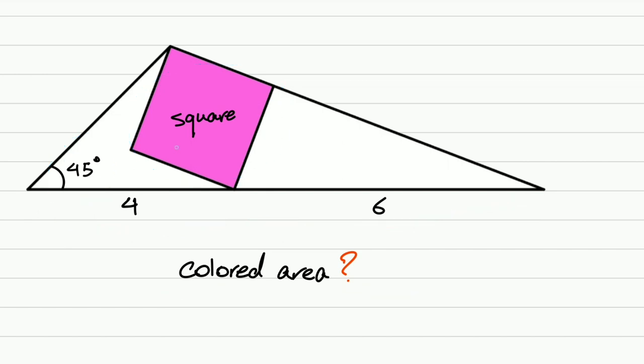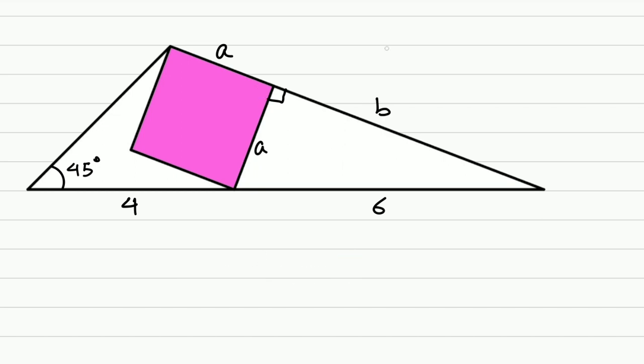Good luck. Alright, so we have a square here. So this angle is 90 degrees and this is a right angle as well, obviously. Let's call the side of the square A, this is also A, and this segment's B. So now we have our first equation. A squared plus B squared is equal to 6 squared. Pythagoras for this triangle. Do we have anything else?